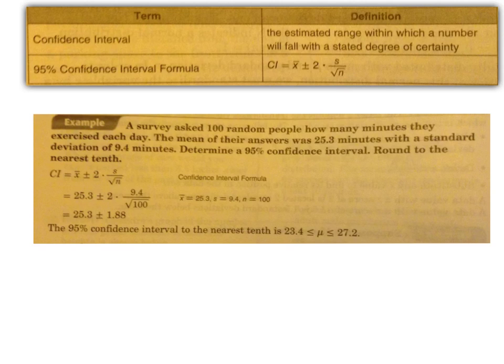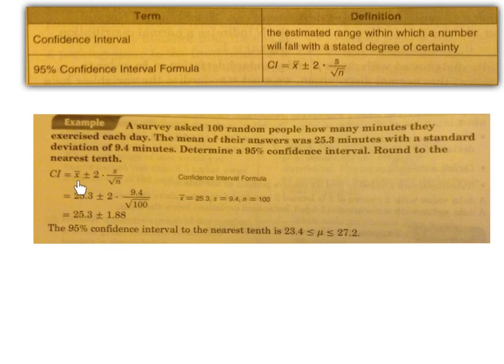So here's an example. We surveyed 100 random people, and we asked them how much they exercise each day. The mean of their answers was 25.3, and the standard deviation was 9.4 minutes. And we want to determine with a 95% confidence interval where these numbers will lie. And we're going to round our confidence interval to the nearest tenth. We want to round this number, and we'll talk about it when we get there, to the hundredth, and then we'll round our confidence interval to the tenth.